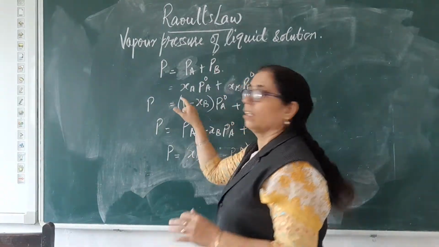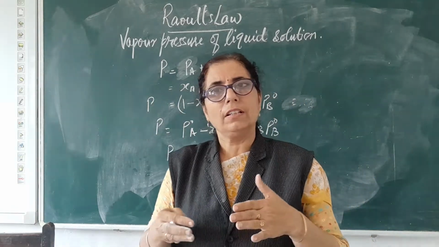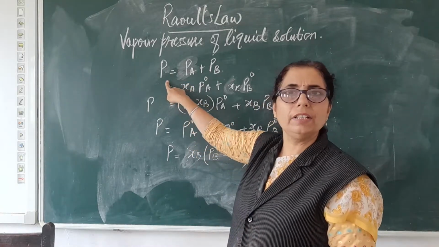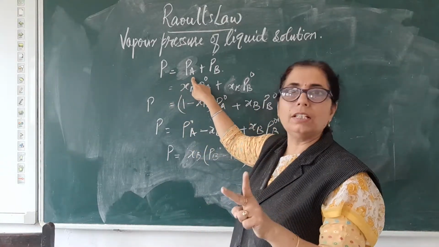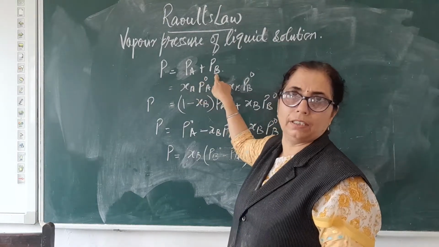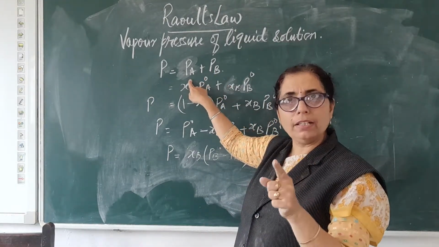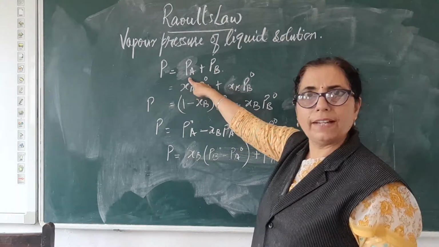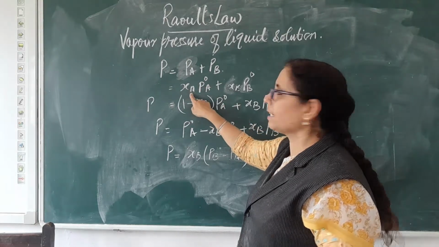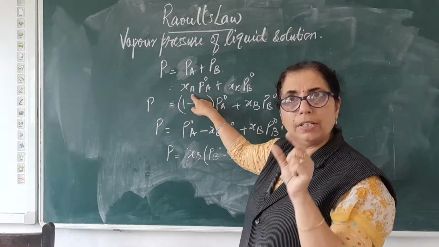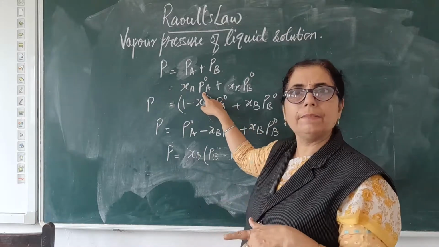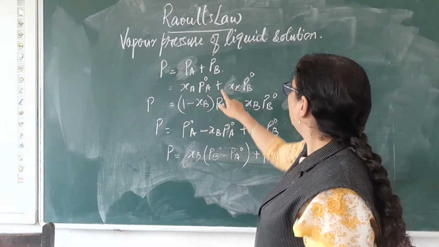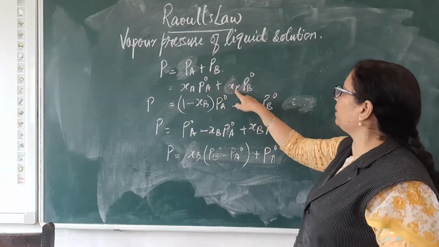Now, see children, till now we have known the pressure exerted by each of the components. So, the total pressure exerted will be the pressure exerted by both the solvents, that is PA plus PB. This is the pressure exerted by solvent A, and the other is by solvent B. So, we can put in the values. PA is equal to XA, the mole fraction of component A, times P naught A, the partial pressure exerted by that component, plus, by putting the value of PB as XB times P naught B.